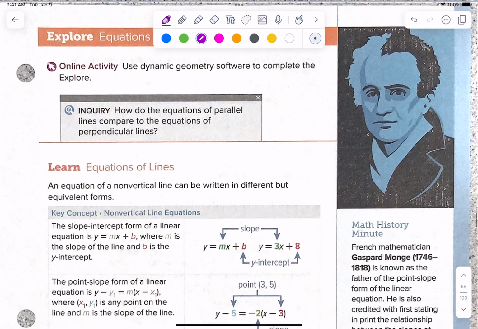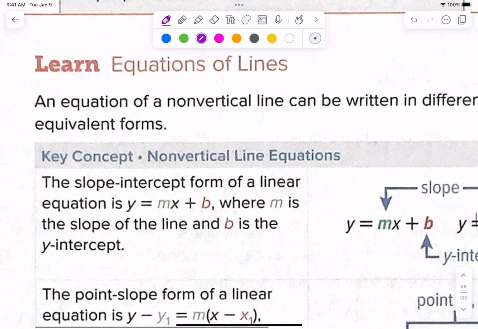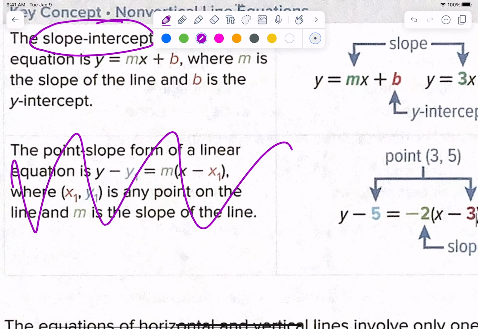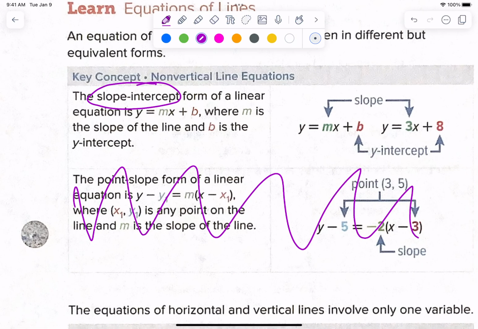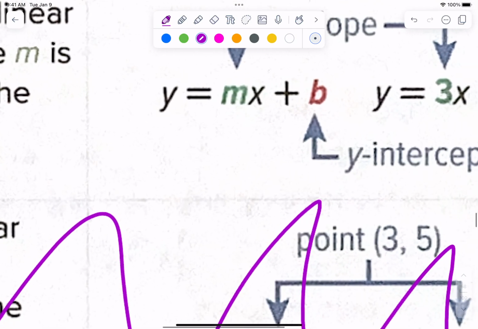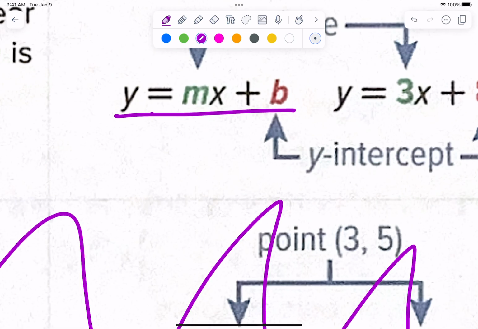Let's go to the next one, which is talking about equations of lines. We will only work in slope-intercept form. I don't teach point-slope form because you don't see it very often, if at all, on the ACT or whatever, and it's not a very usable form. So we only do slope-intercept form, which is y equals mx plus b. Do I need to go over the parts of that? Are we good to go? Okay, y equals mx plus b.